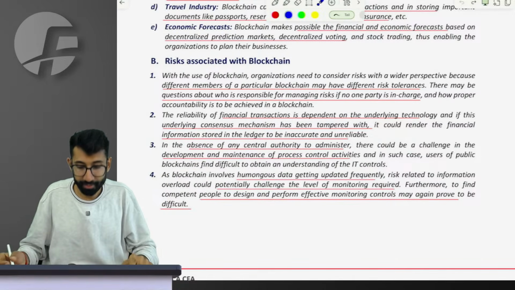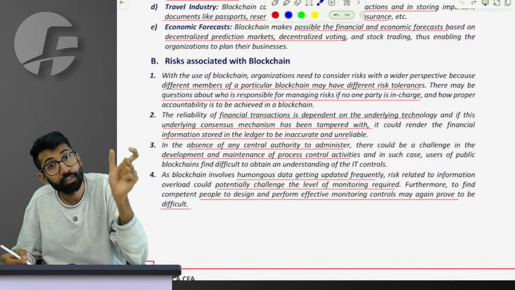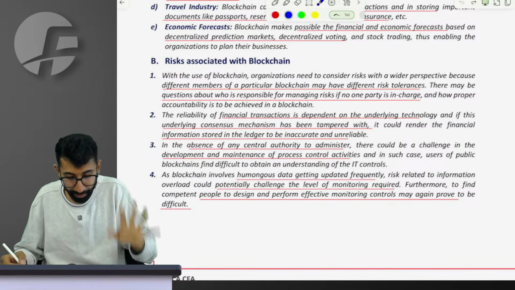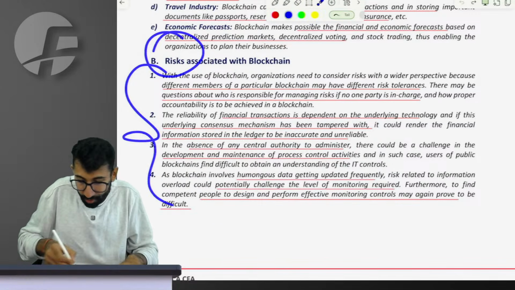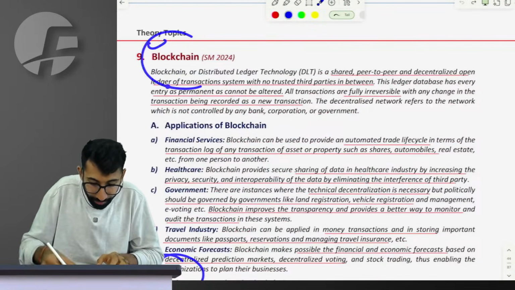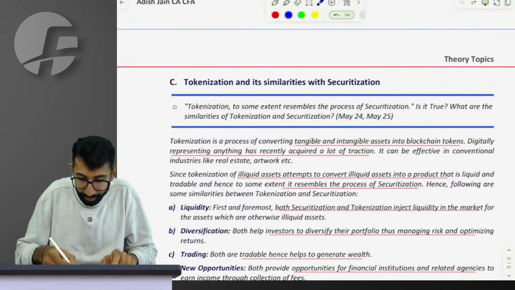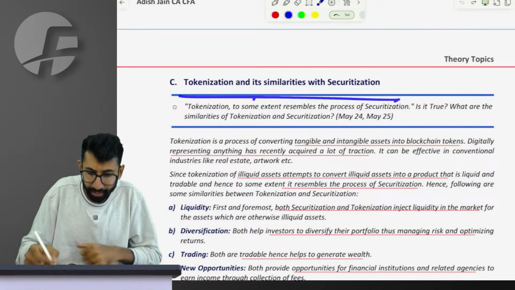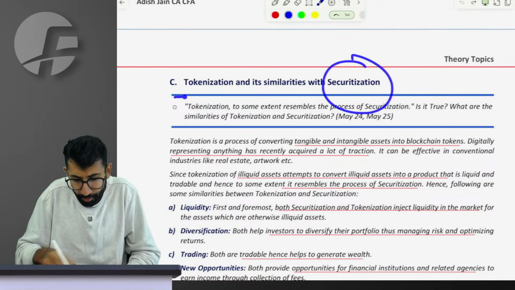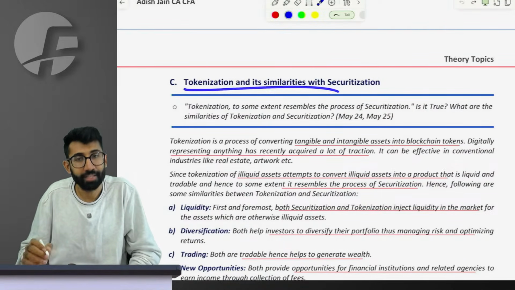Huge amount of data is getting accumulated. You can relate it with the terminology called big data. So these are the risks associated. You all might find it technical, which I can very well understand because it was technical. The main thing now is this part: how is securitization related to blockchain or tokenization?